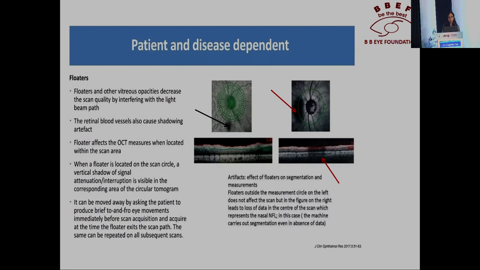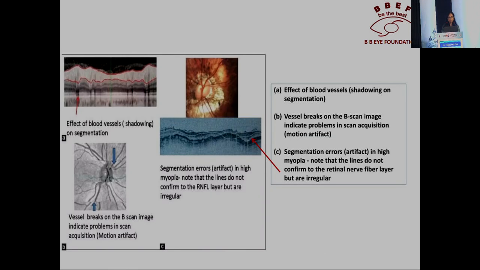So, patient and disease dependent: floaters. If you see there, when a floater is located on the scan circle, a vertical shadow of signal attenuation is visible in the corresponding area of the circular tomogram, and that can affect your OCT scan and give you a misinterpretation of what's going on. Effect of blood vessels, you see shadowing on segmentation. Next come vessel breaks, as you see on the B-scan image, indicating problems in scan acquisition, and of course segmentation errors can reflect as artifacts, which can mislead your diagnosis.